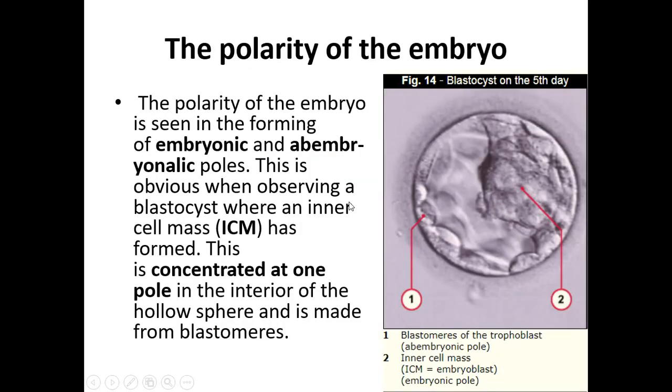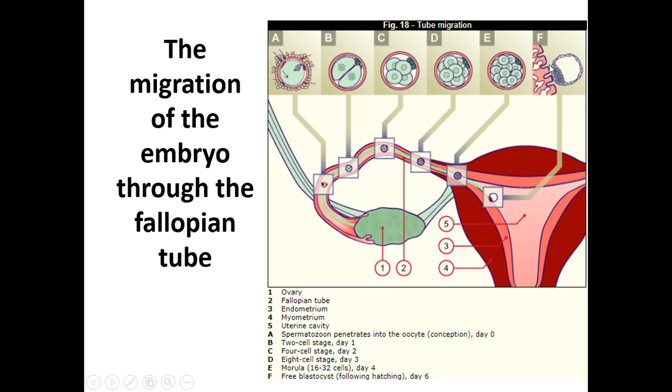The embryo has its own polarity. Of course, we have embryonic and abembryonic poles. This is the embryonic pole, this is the abembryonic pole. Here we have no embryo; it's just trophoblasts. And this is the inner cell mass, the future embryoblast, which is polar. And then the process of implantation is managed by the embryonic pole. When the embryo is present, from this side it delves a little deeper.